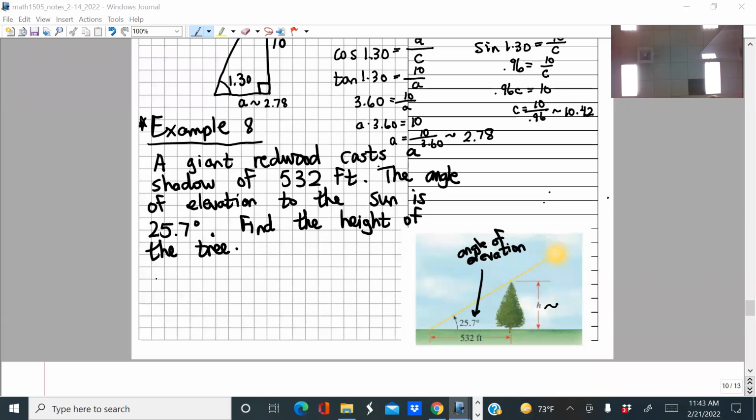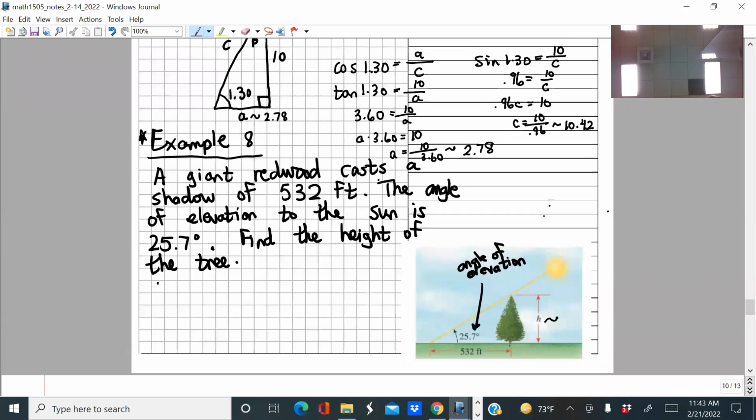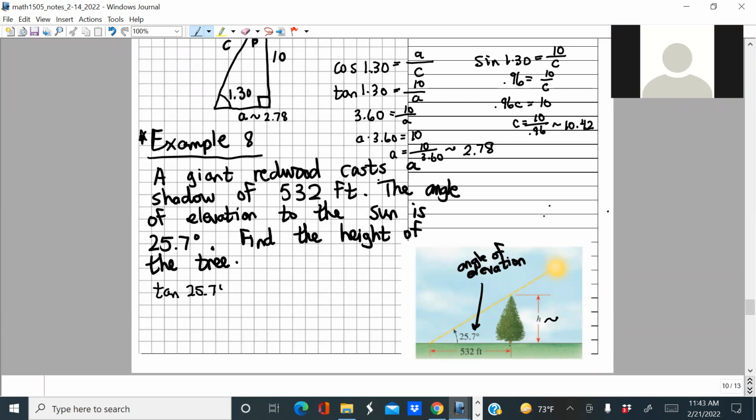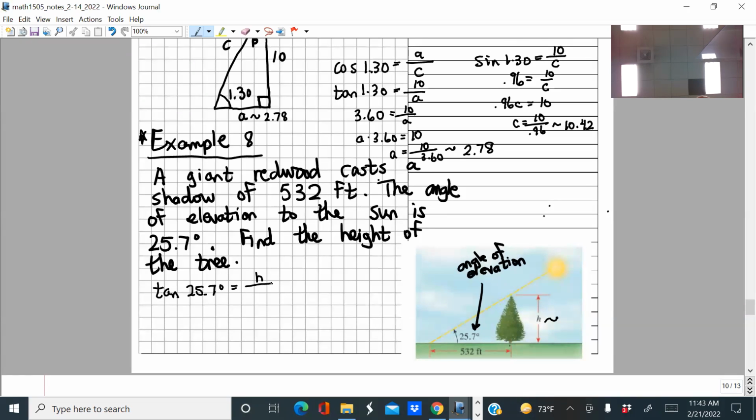In fact, let's write down that equation. So we know that the tangent of this angle, 25.7 degrees, is the opposite in this picture, which is called H, over the adjacent, which we know is 532. So now you've got this beautiful equation that just has one unknown in it, because you know the tangent of 25.7 degrees.